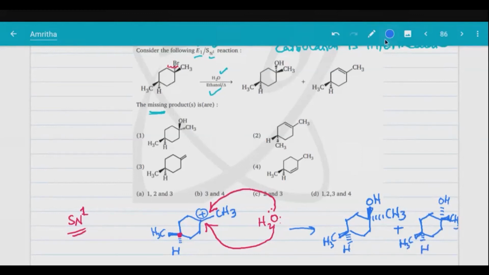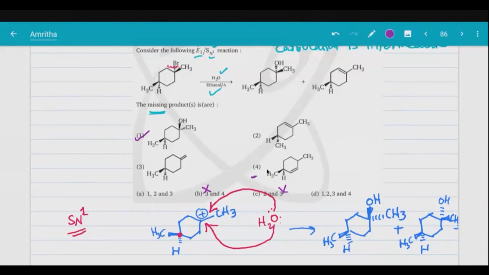So the missing product is clearly what now? Substitution. One is a missing product. Yes or no? One of the missing products. Now you can eliminate the options also. 3 and 4 no. 2 and 3 no. Because this doesn't contain 1, right? Understood? This is not containing 1. Clear? 3, 4 is not correct. 2, 3 is not correct. Either 1, 2, 3 or 4. You have to check 4 only now, because only 4 is the difference, right?